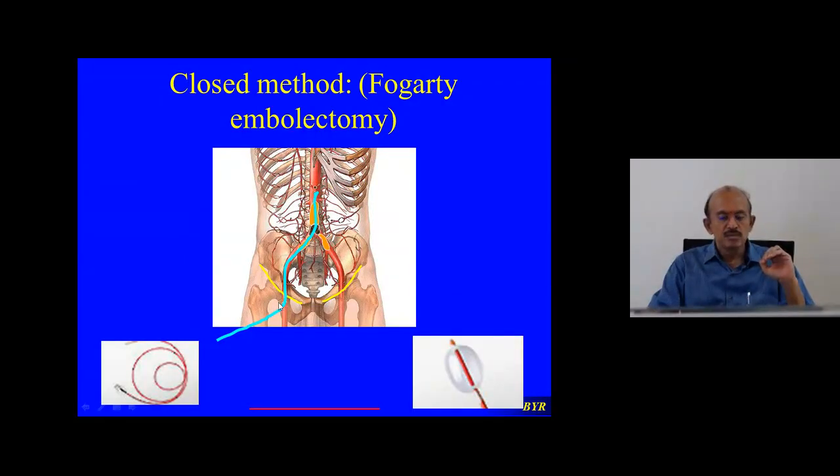Through the needle, you pass a guide wire. Under fluoroscopic control, the guide wire is passed beyond the clot, because the guide wire can penetrate through the clot and embolus. So you pass beyond that, and over the guide wire, you introduce a catheter like this. This is called the Fogarty catheter.